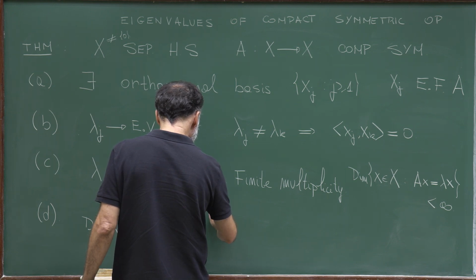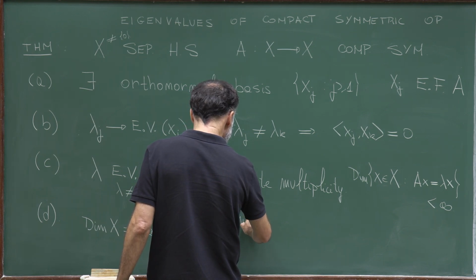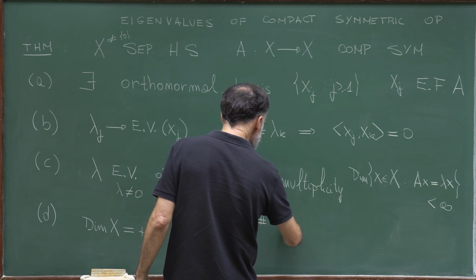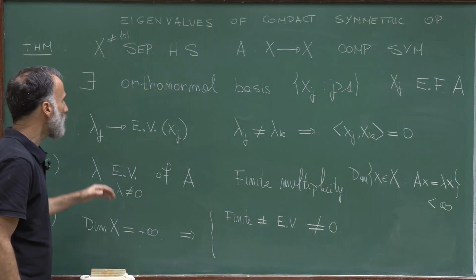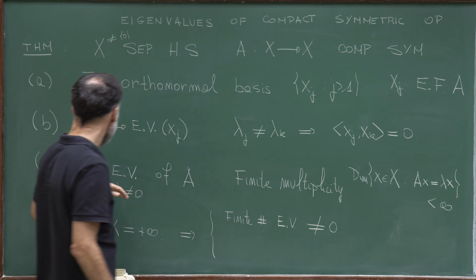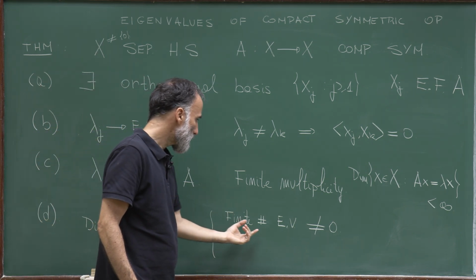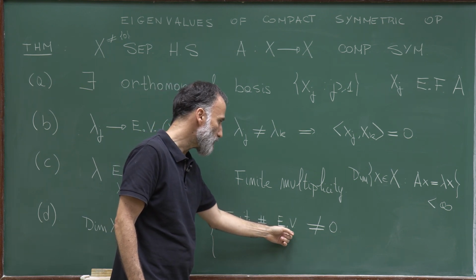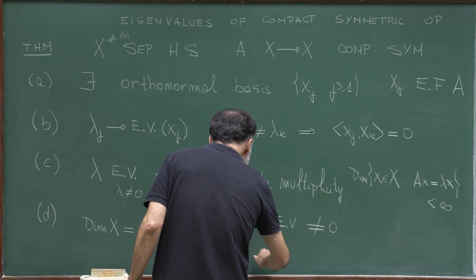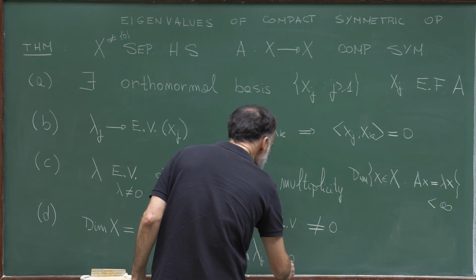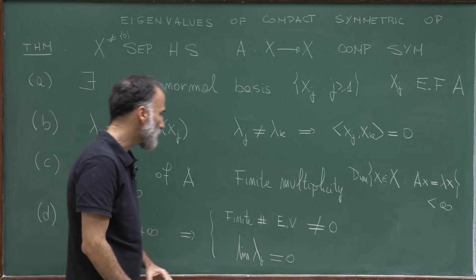Then there are two possibilities. Either there is only a finite number of eigenvalues different from 0. Here, I'm saying that I have an orthonormal basis and that all eigenvalues have finite multiplicity. Now, I'm talking about different eigenvalues. Either you have a finite number of eigenvalues which are different from 0, or a second possibility is that these eigenvalues, lambda j, converge to 0. So you might have a countable number of eigenvalues, but these eigenvalues are converging to 0.